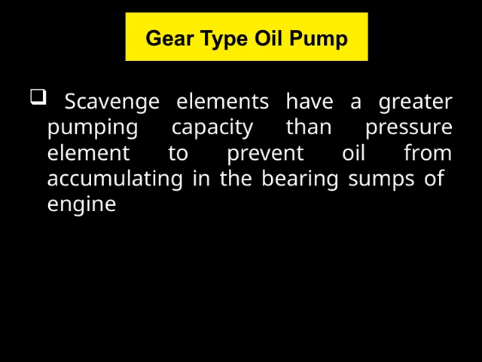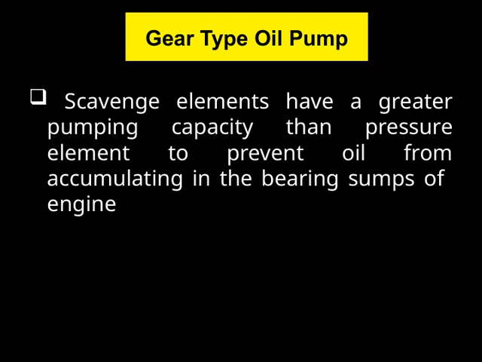Now, let's look at how scavenging elements function within the lubrication system. These elements are designed with a greater pumping capacity compared to the pressure elements. Why is that important? Well, their primary role is to ensure that any excess oil doesn't stay in the bearing sumps of the engine. By having a higher capacity, they effectively remove oil that might otherwise accumulate and cause issues. In particular, when we focus on gear-type oil pumps, they are commonly used for this purpose.